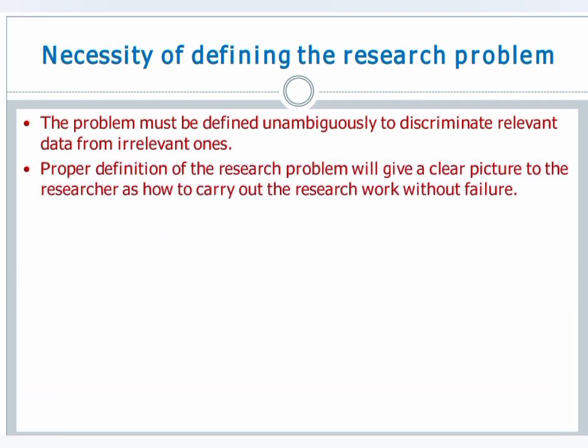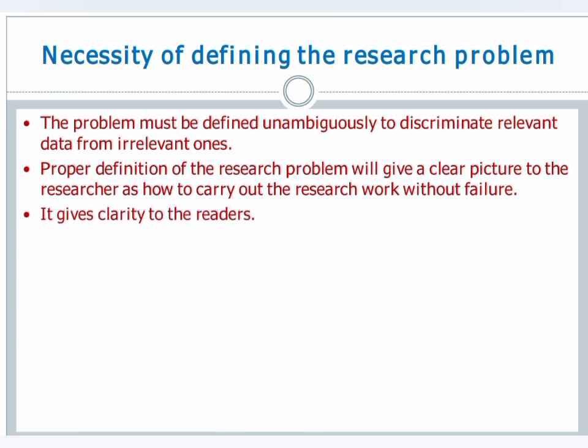The proper definition of the research problem will give a clear picture to the researcher as to how to carry out the research work without failure. Suppose you define the research problem very clearly, then you have a clear picture of how to do the research work on the particular problem and how to find the solution. Without any failure, we can find the solution of the particular research problem if the research problem is properly defined.